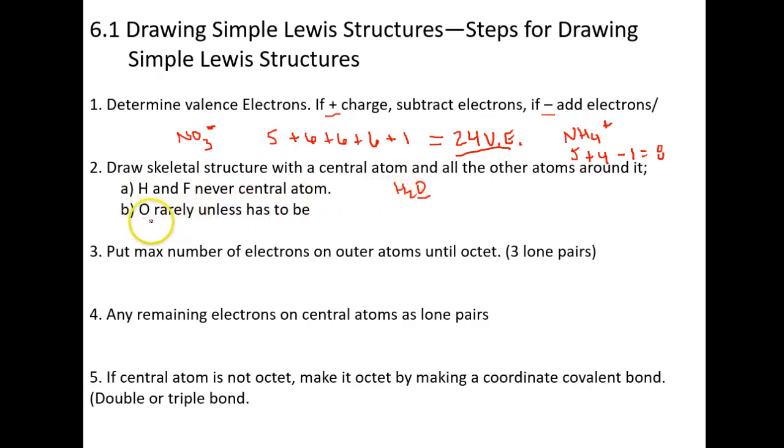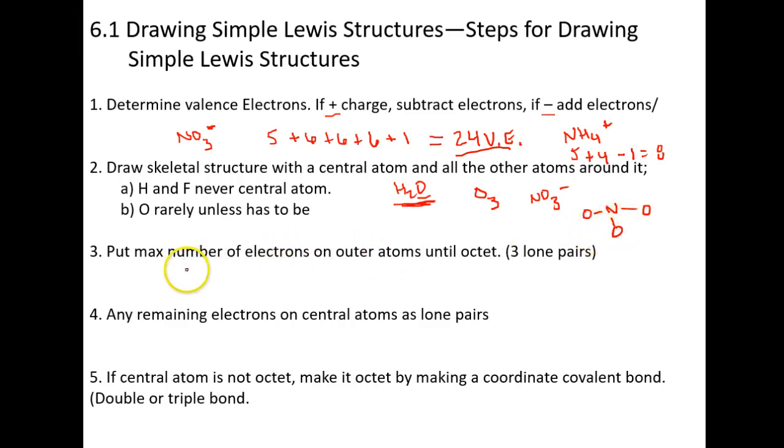Step 2, oxygen rarely is a central atom unless it has to be. Water is a perfect example. Oxygen has to be because hydrogen never will be. All right. Ozone is O3. Well, obviously oxygen has to be our central atom. There's no other choice. Okay, but if we have NO3 minus, what's going to be our central atom? It's going to be nitrogen. All right, with oxygens all around it. Okay, so I'm going to use the NO3 as our example.